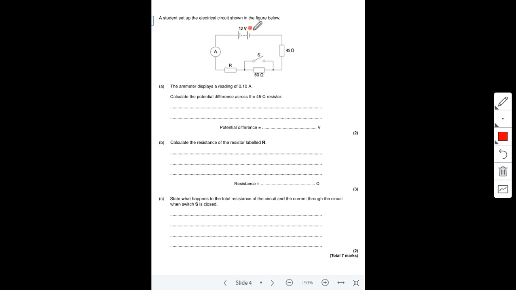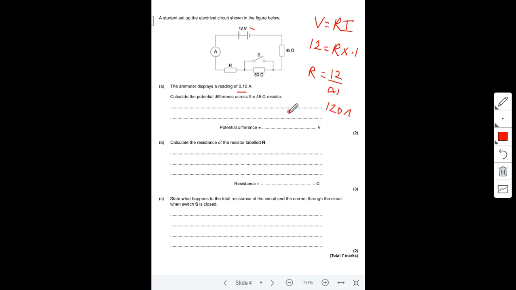See, total resistance you can calculate as V equals RI. The potential difference is given as 12 volts. Total current is given as 0.1 amps. So R multiplied by 0.1, R is equal to 12 divided by 0.1, which is 120 ohms. Is this clear?